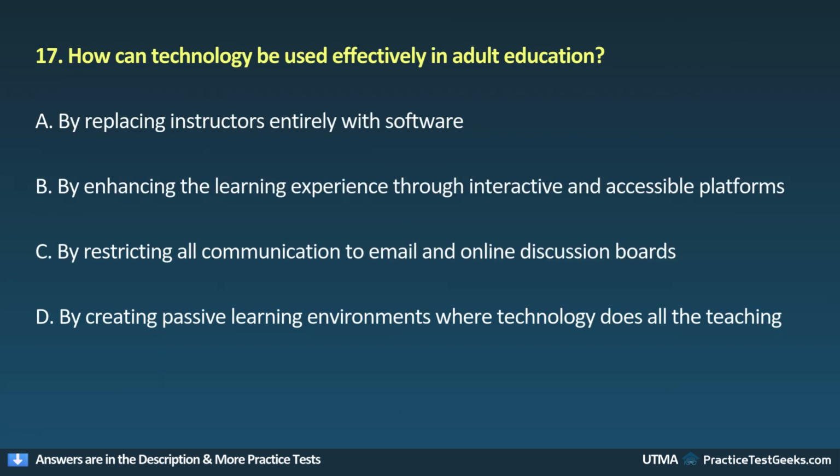17. How can technology be used effectively in adult education? A. By replacing instructors entirely with software. B. By enhancing the learning experience through interactive and accessible platforms. C. By restricting all communication to email and online discussion boards. D. By creating passive learning environments where technology does all the teaching.